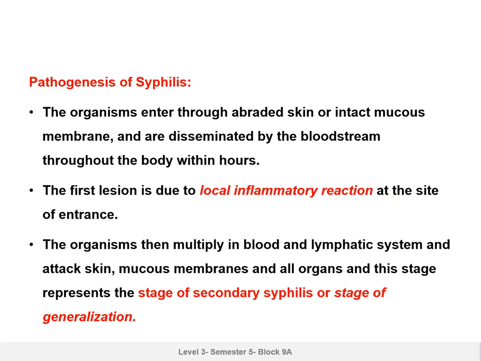Pathogenesis of syphilis: the organism enters through the skin or intact mucosal membrane. The first lesion is due to the local inflammatory reaction at the site of entry, which is the chancre, and we will explain it later on in the next slides. The organism then multiplies in the blood and the lymphatic system and attacks the skin, mucous membranes, and all organs, and this represents the stage of secondary syphilis, or stage of generalization.